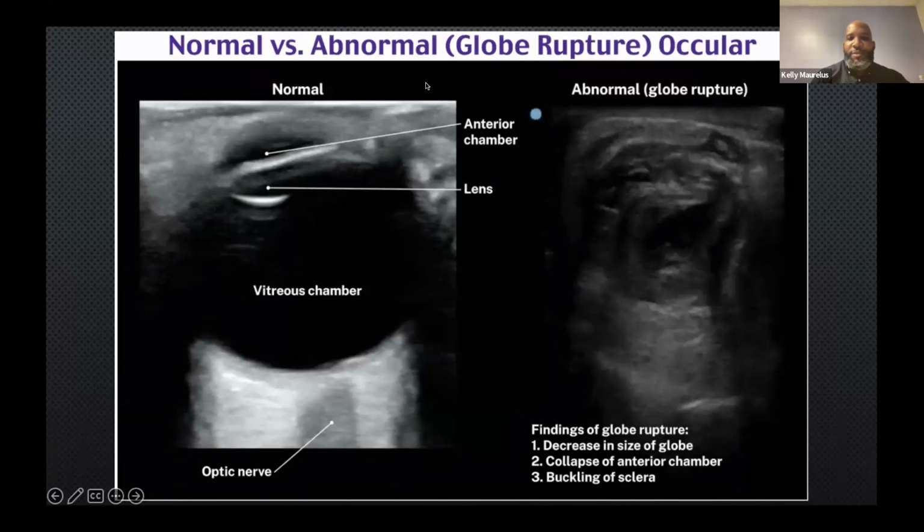So normal versus abnormal globe rupture. Normally we see the anterior chamber, posterior chamber, and vitreous chamber. Compared to the globe rupture, you're going to see buckling of the sclera, you're going to see loss of the anterior chamber, and you can see contents within the vitreous chamber.